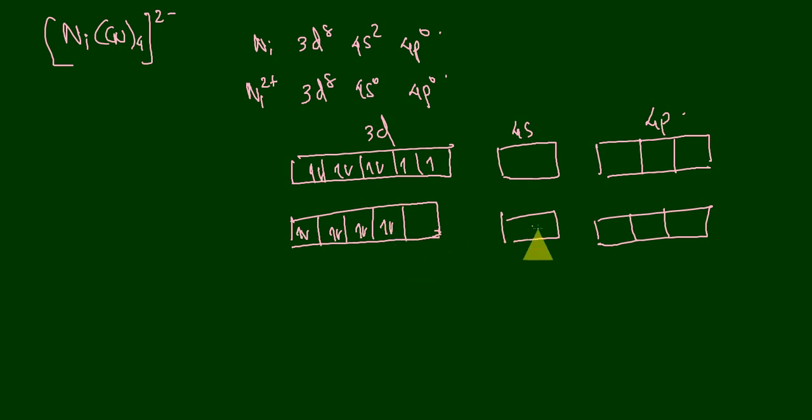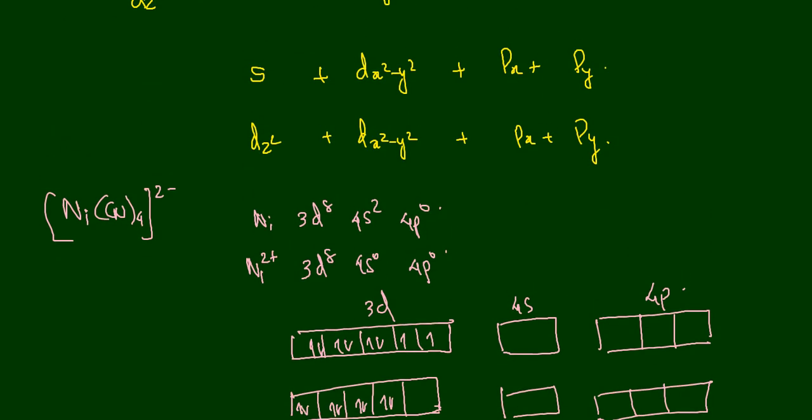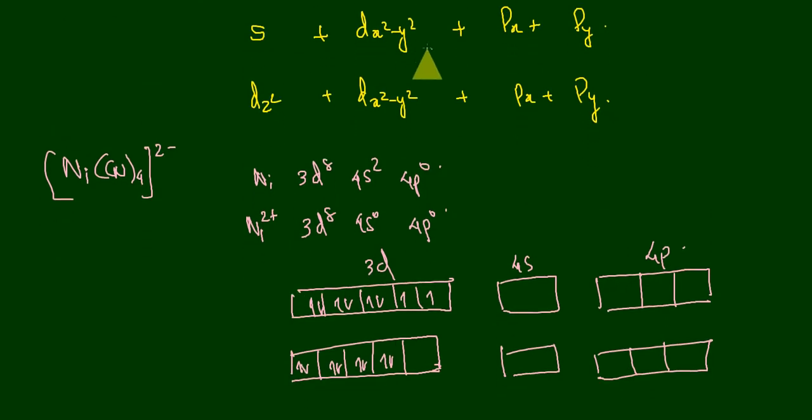d orbital and this 4s orbital and two of the 4p orbitals can combine by symmetry, because our group theoretical result says that the s orbital, then one d orbital and two p orbitals can combine to form the hybrid orbitals. So this is the s orbital, that is actually the 4s orbital. Then we have dx square minus y square.